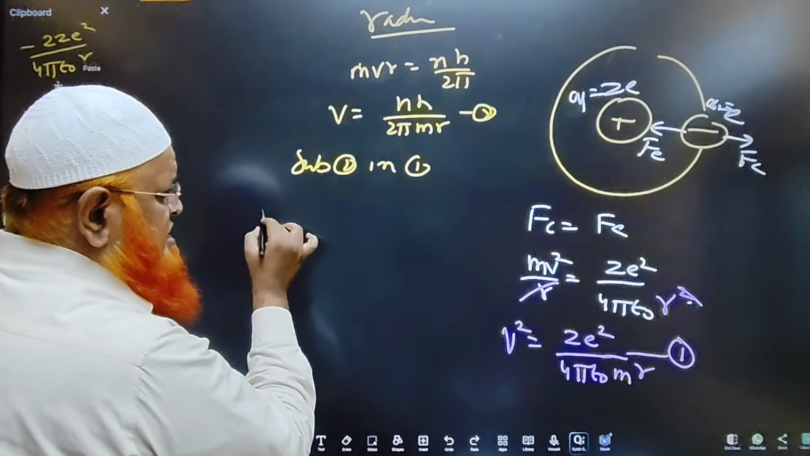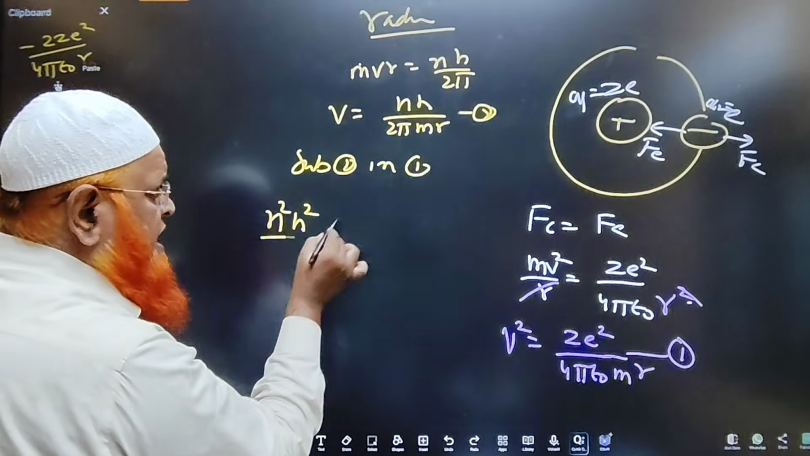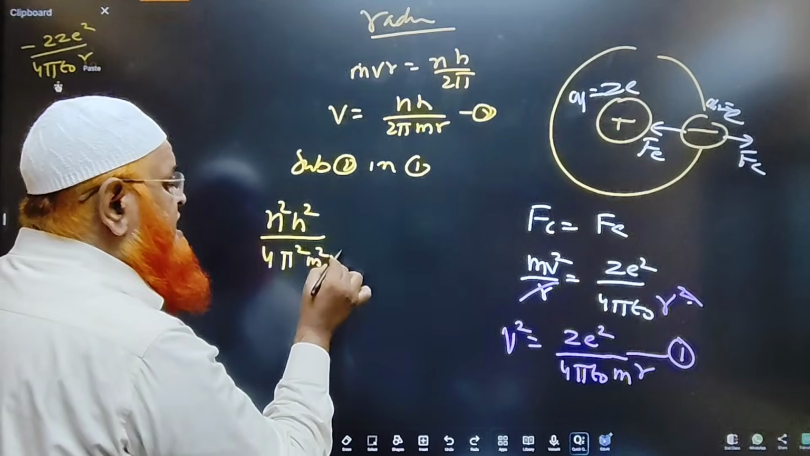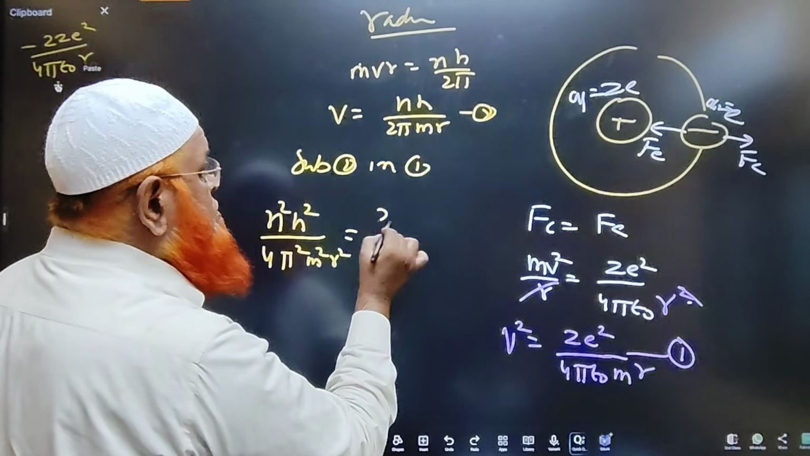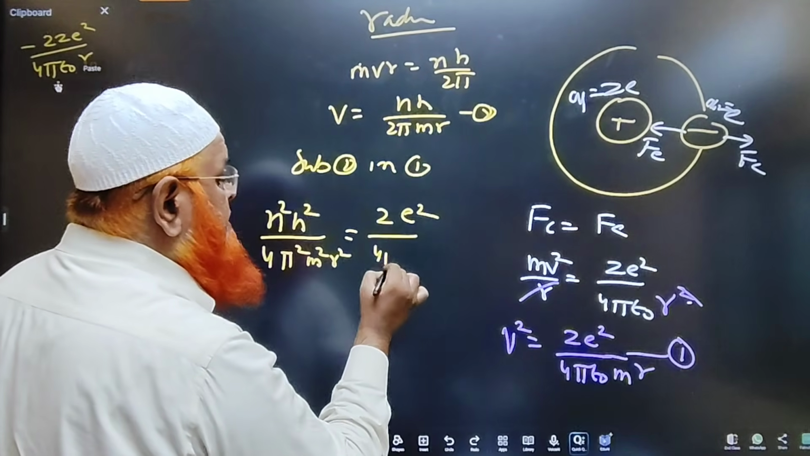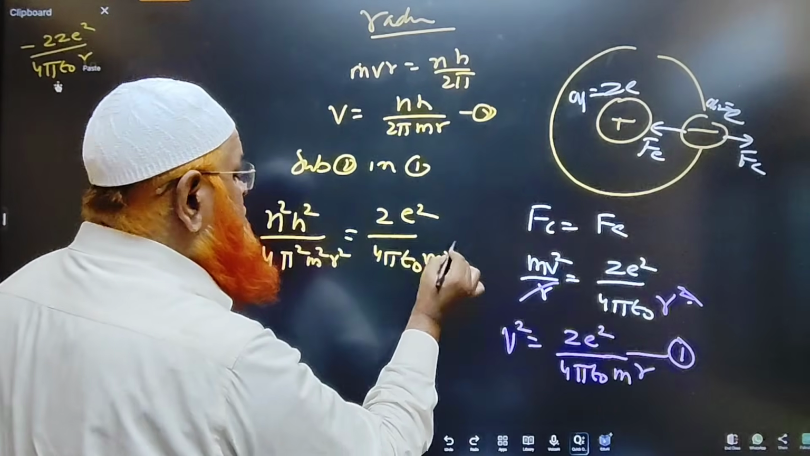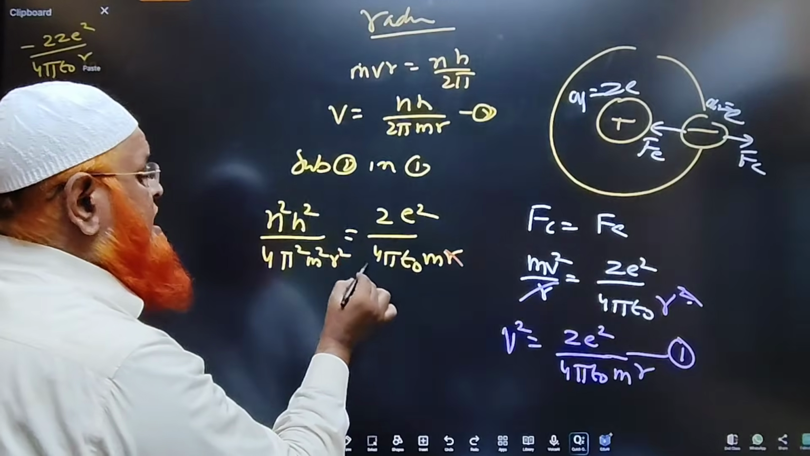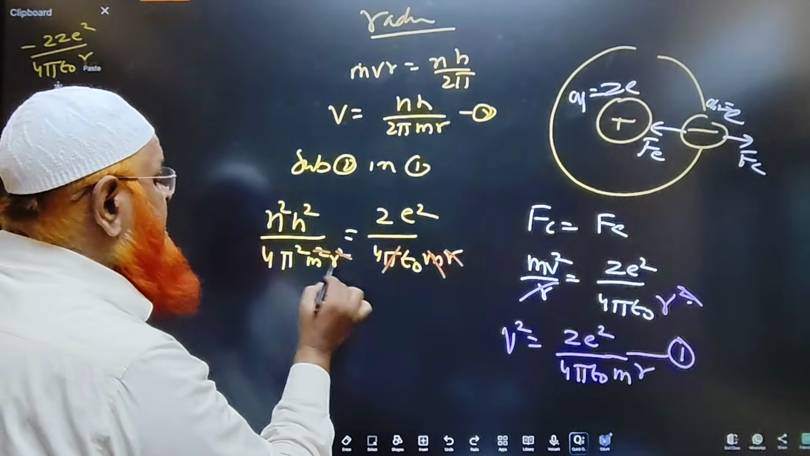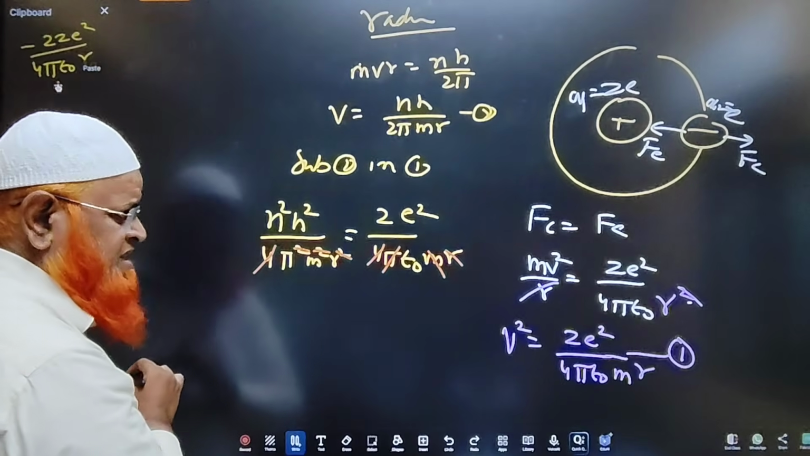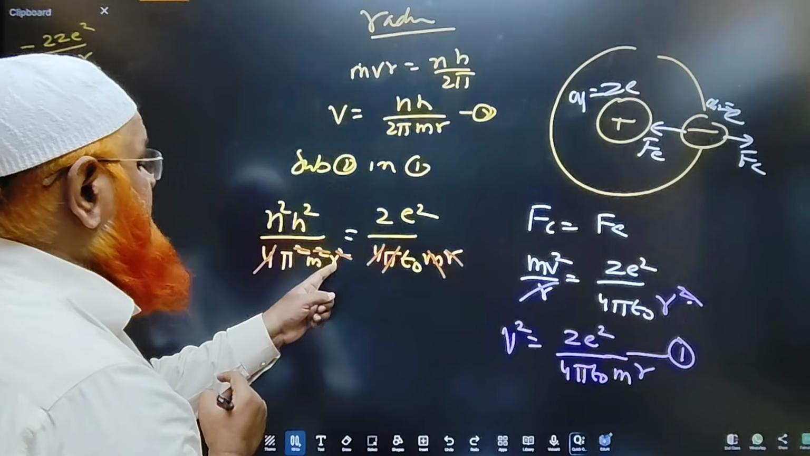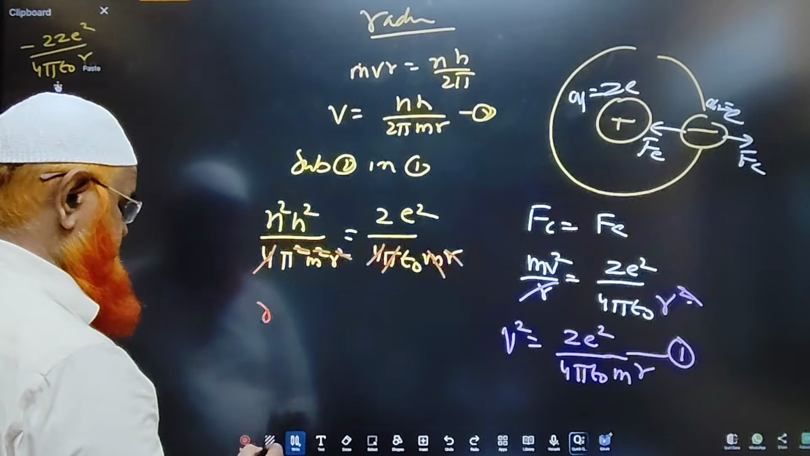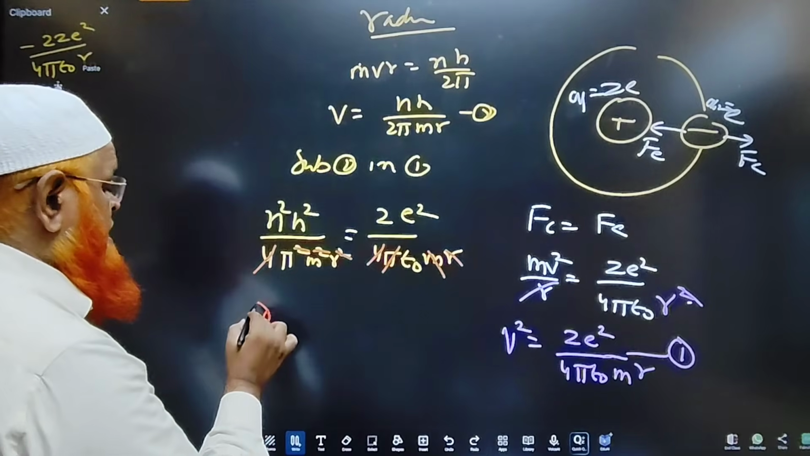Substituting, we get n square h square by 4 pi square m square r square is equal to Ze square by 4 pi epsilon naught m into r. So what are you going to get cancelled here? m cancels either side. r square, m square, pi square, 4 getting cancelled, isn't it? So what is left? r is left. So r you take upwards.